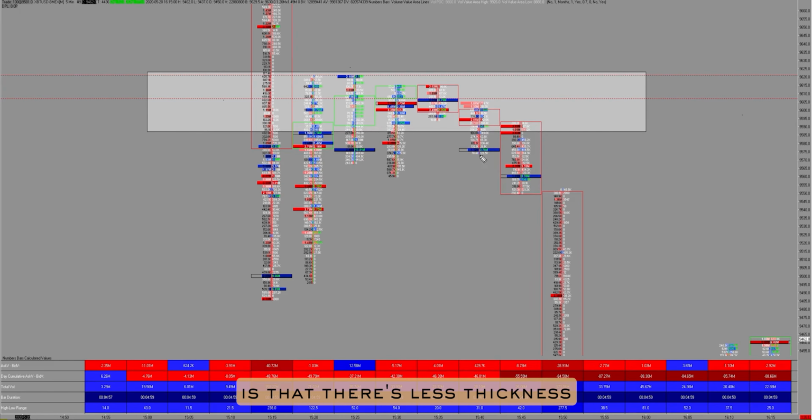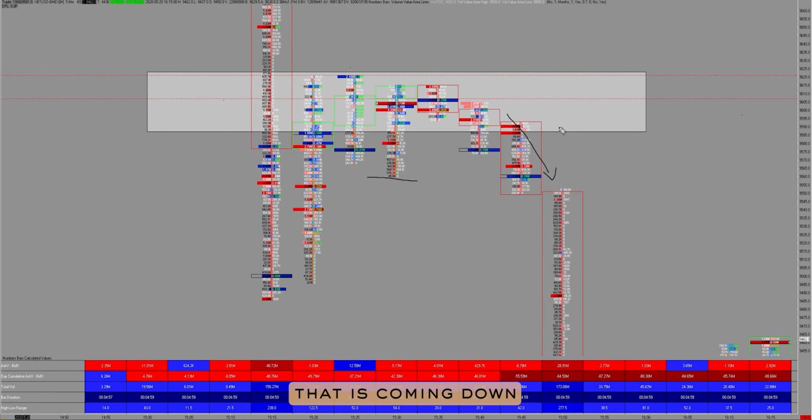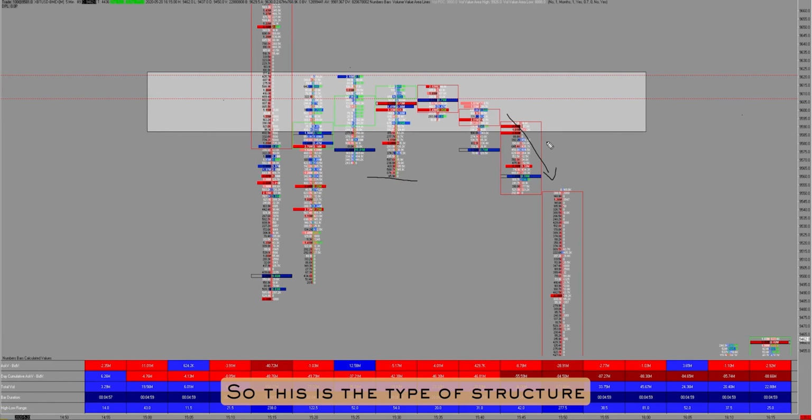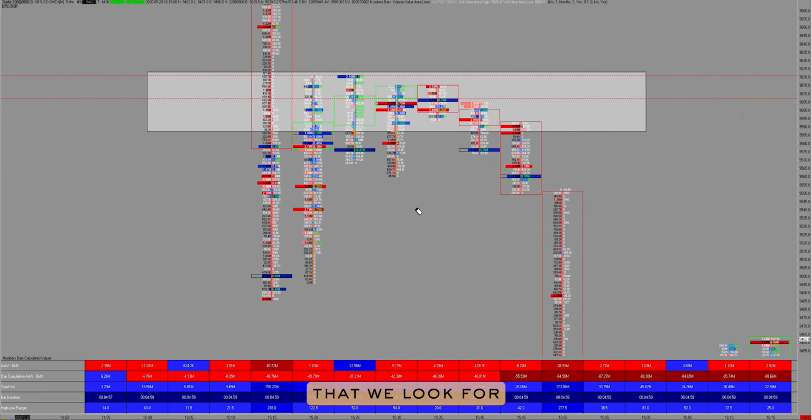What that says is that there's less thickness and support down here. Again, break down through the low, and you get more of that offering behavior at this low. It's a bad sign when sellers are willing to offer the low. Remember, this is the order book that is coming down and offering price at these lows. So this is the type of structure that we look for.